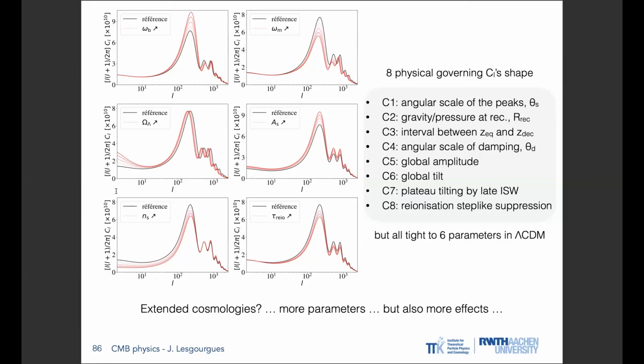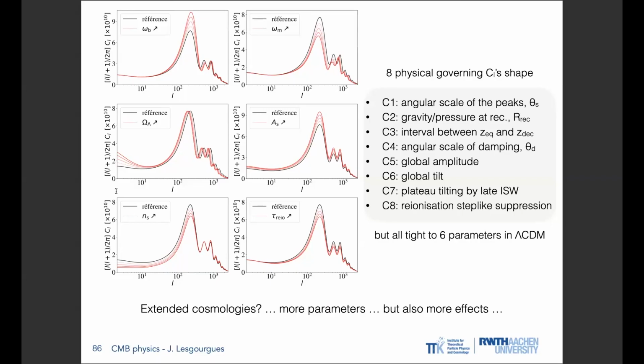So you have 6 parameters, you have 6 different effects. It means that if you do a single measurement, and you assume that this model is correct, you can measure the 6 parameters. When I do this course in more time, I insist on the fact that if you want to understand the shape of the CLs in standard cosmology, it comes from a combination of 8 physical effects.